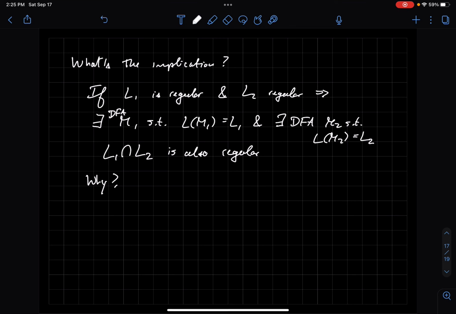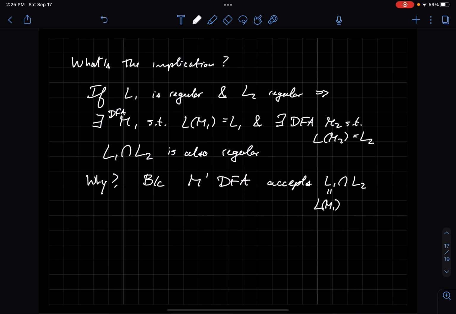So, because I can construct M prime, which is still going to be a DFA, and this DFA will accept L1 intersect L2, because L1 is the language accepted by M1, and L2 is the language accepted by M2. And so this gives you a closure property of regular languages: the intersection of regular languages is also regular. Okay, so that does it for this video, which first gives you a solution of the exercise and actually gives you an extra tidbit about the intersection of regular languages.